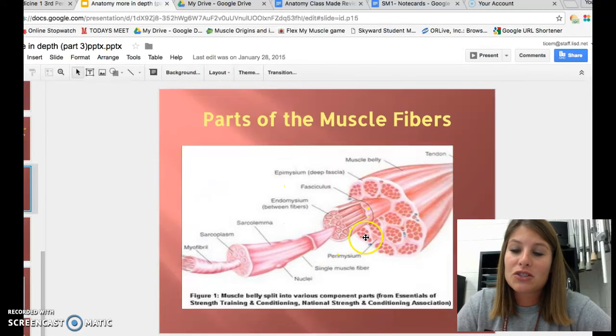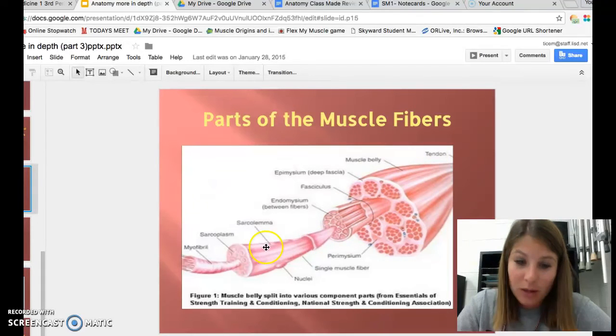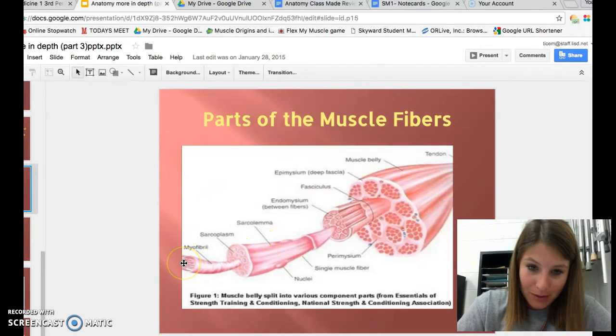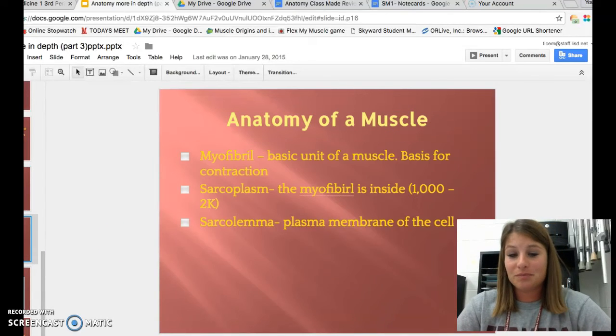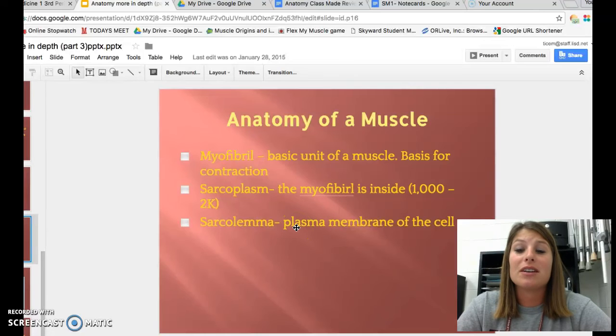So this picture is showing you our main part of the muscle, and it's broken down even smaller and smaller and smaller. There's a lot of terms on there. I don't need you to know them, okay? Just know that there's thousands and thousands of fibers in our muscles. And this is just showing you some of the anatomy of the muscles. Again, just know that there are thousands of muscle fibers in every muscle.